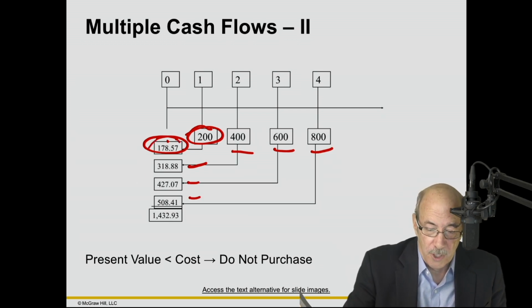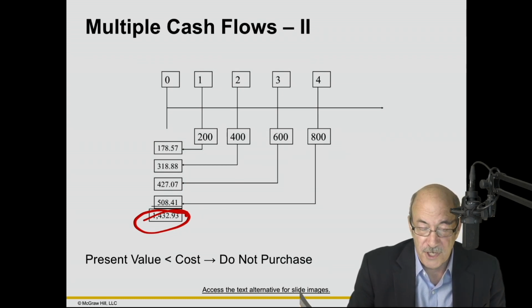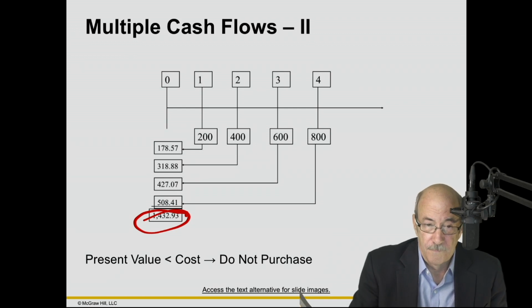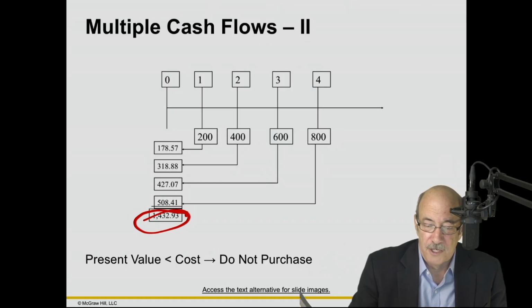Now we add them all up, and there's our answer: $1,432.93. I can zoom in on that. That's the present value of all those future cash flows.